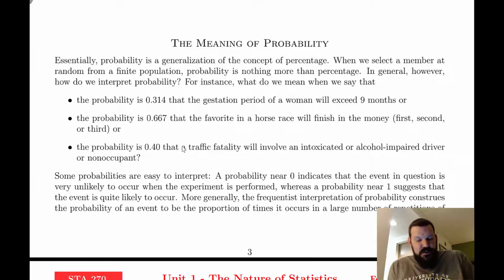Well, with the first one, it means that there's a little bit over 31% chance that a woman will carry a baby beyond 9 months. The second one, there is a 66.7% chance that the favorite horse in a race will finish in the top 3. And the third probability is that there's a 40% chance that a traffic fatality will involve an intoxicated or alcohol impaired driver or non-occupant.